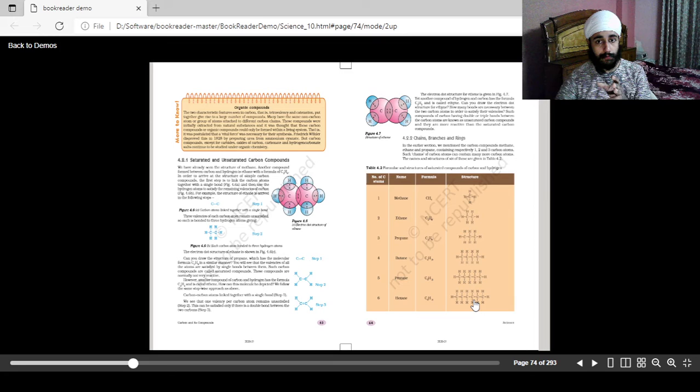Now in this we have chains, branches, and rings. This is a single chain. This is a branched one, right? Having the single chain, we have this. It is completing its octet: 2 by hydrogen, 2 by sharing; 2 by hydrogen, 2 by sharing; 3 by hydrogen, 1 by sharing.